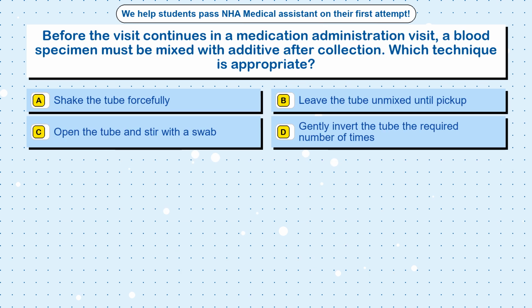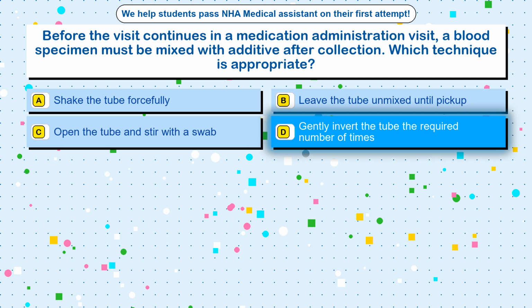Question 59. Before the visit continues in a medication administration visit, a blood specimen must be mixed with additive after collection. Which technique is appropriate? Option A. Shake the tube forcefully. Option B. Leave the tube unmixed until pickup. Option C. Open the tube and stir with a swab. Option D. Gently invert the tube the required number of times. The correct answer is option D.